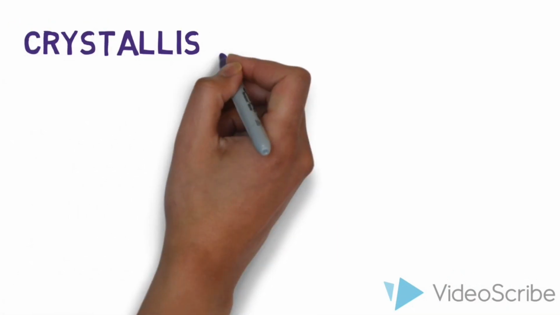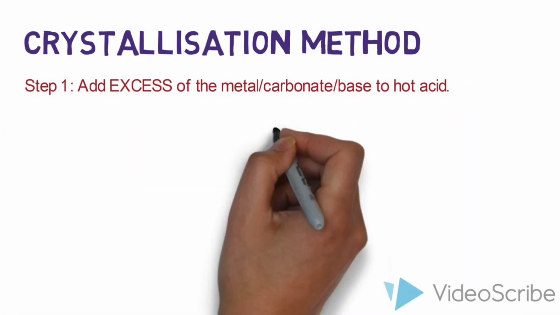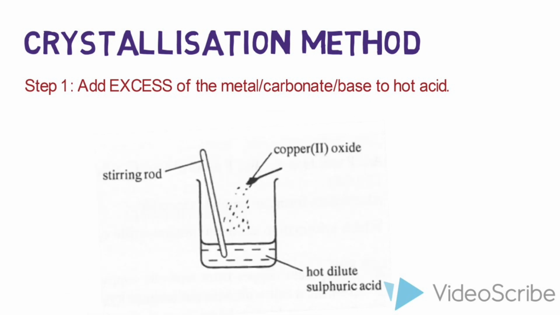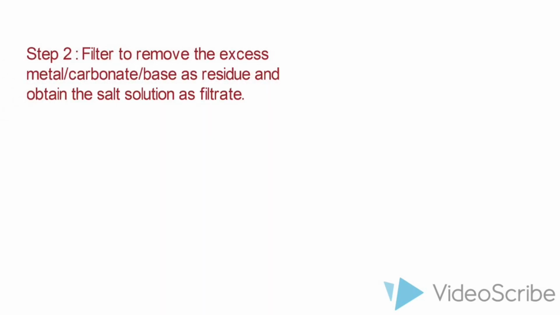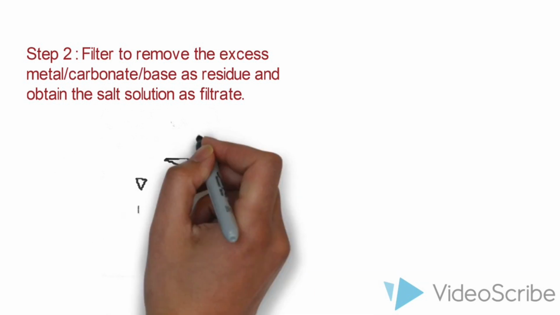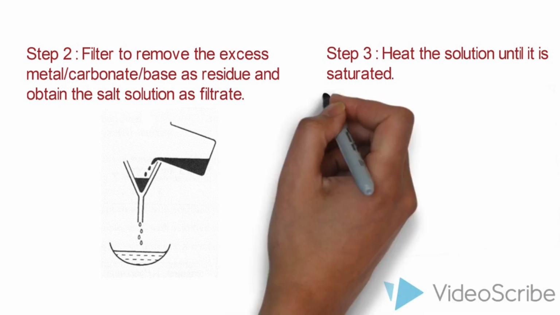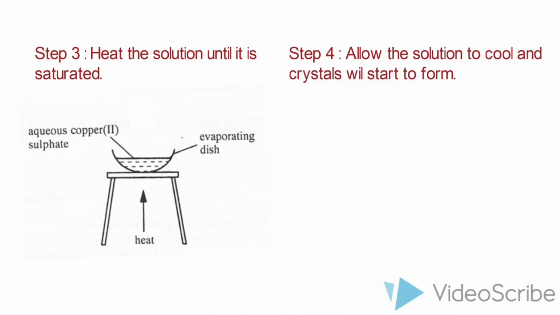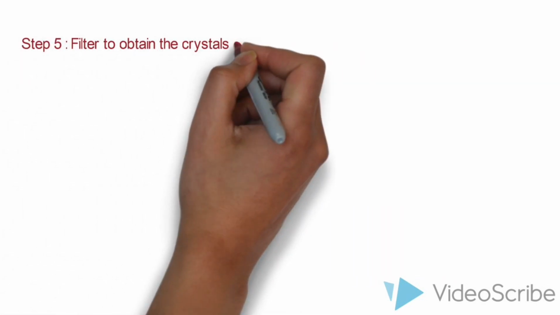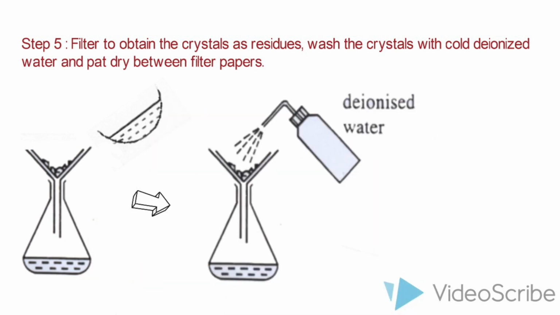This method involves 5 steps. Firstly, add excess of the metal or carbonate or base to the hot acid. In step 2, filter to remove the excess metal or carbonate or base as residue, and you will obtain the salt solution as the filtrate. In step 3, heat the filtrate until it is saturated. And in step 4, allow the saturated solution to cool down, and you'll notice that crystals will start to form. Last but not least, filter to obtain the crystals as residues, wash them with cold deionized water, and pat them dry between pieces of filter paper.